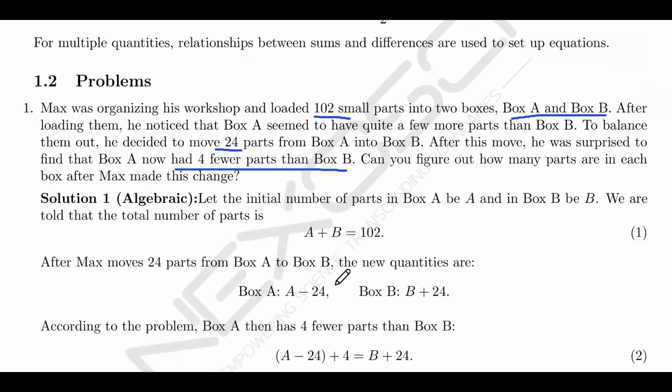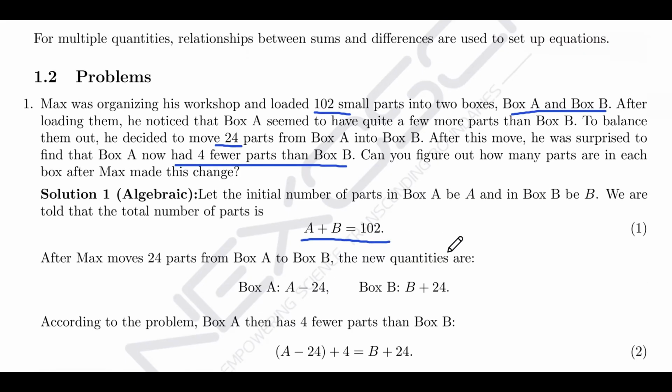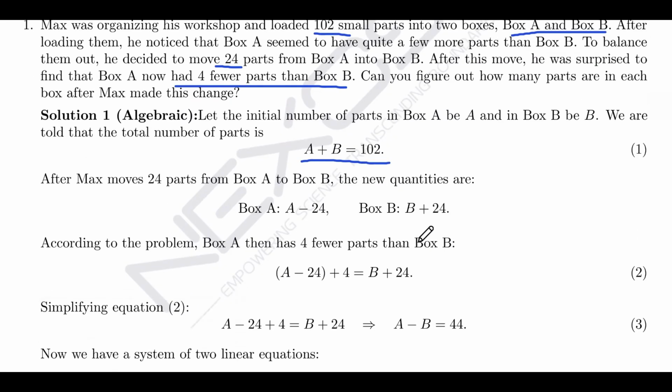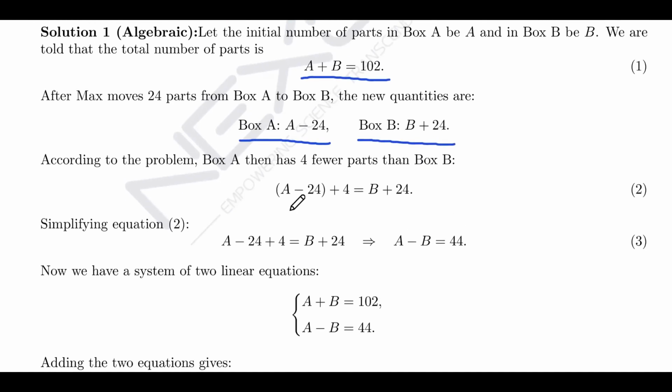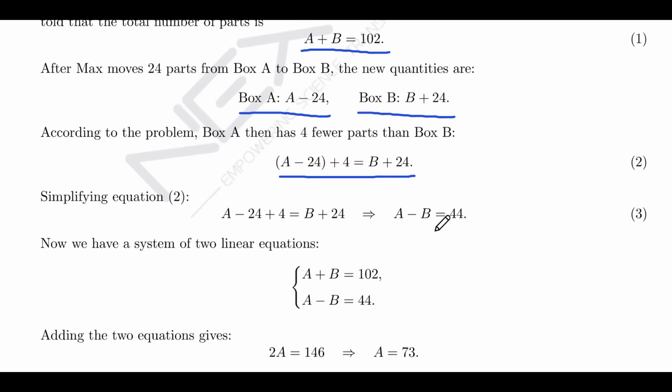Call the original number of parts in box A, A, and call the original number in box B, B. The first equation is that A plus B equals 102. After moving 24 parts from A to B, the new amount in box A is A minus 24, and the new amount in box B is B plus 24. The problem tells us that after the move, box A has 4 fewer than box B, so the second equation is A minus 24 plus 4 equals B plus 24. Simplify that second equation by combining the minus 24 and plus 4 into minus 20, then move terms to one side. A minus B equals 44.